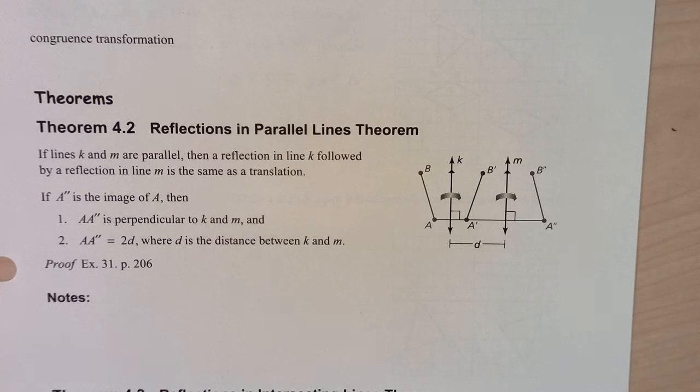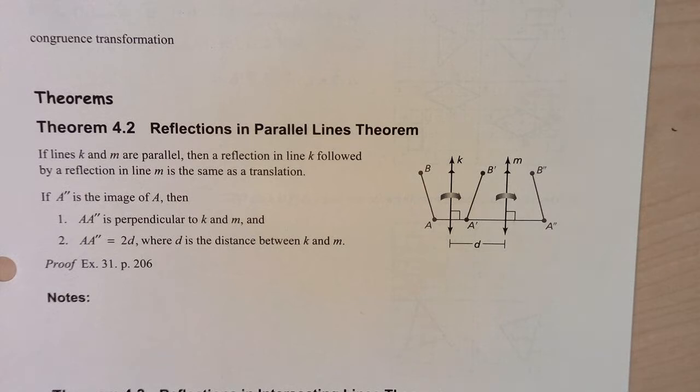Okay, so next we'll take a look at a composition of reflections, or reflecting over two lines. Reflecting over two lines could be the same as a single transformation. For example, on theorem 4.2, make sure you're putting this into your notebook, reflection in parallel lines.